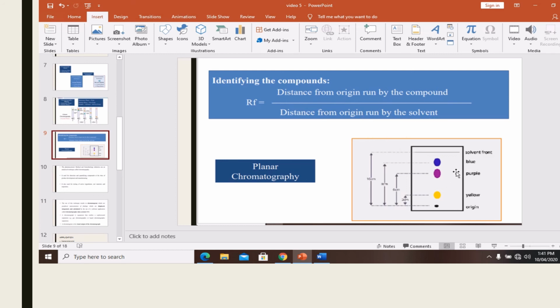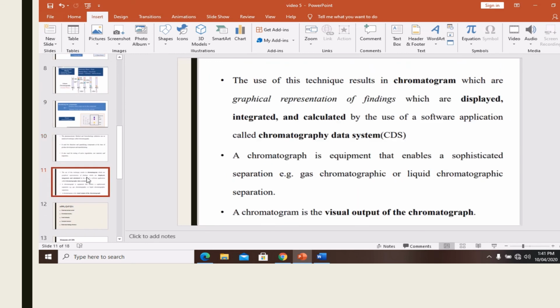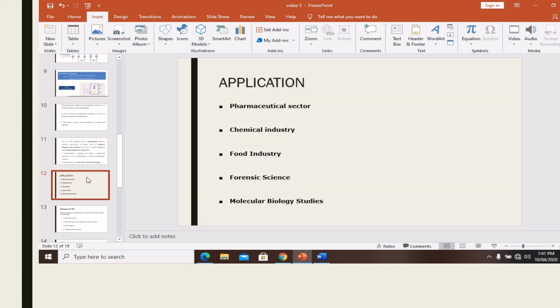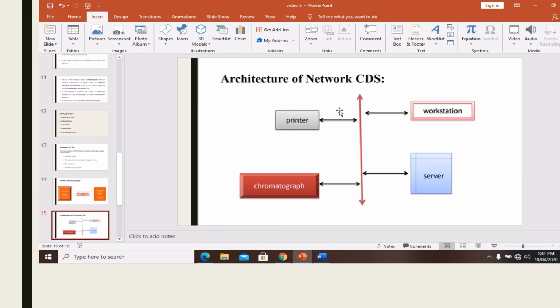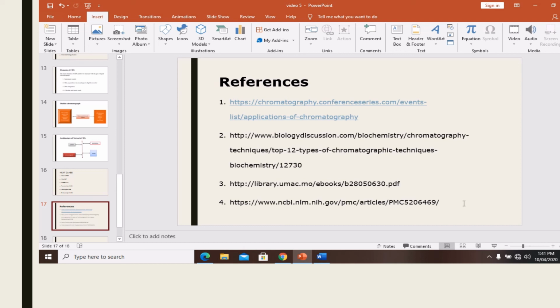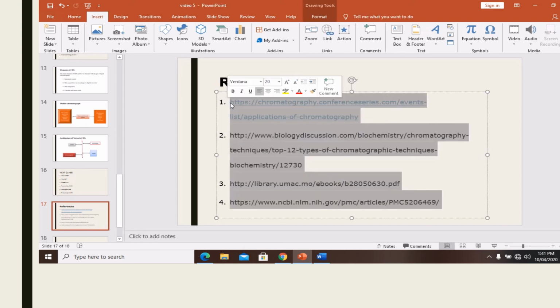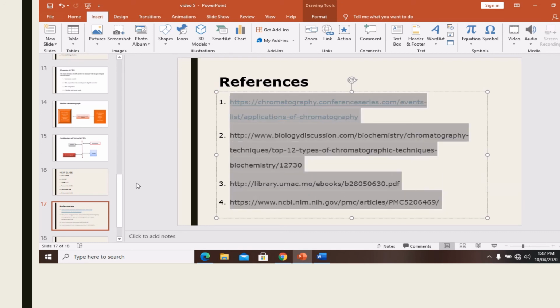For getting an output and result, the chromatogram is used for graphical representation. And these are some of the applications of chromatography. And the architecture means everything is interconnected in the network. So as of now, this is what has been used. These are the references that were taken for chromatography, and when you have time, go through these references and you will get a clear idea about that.